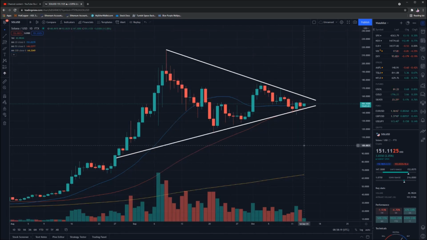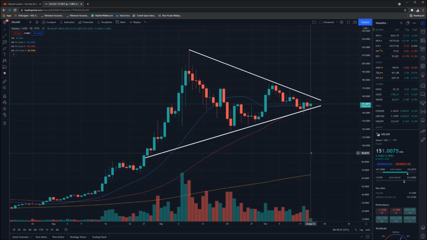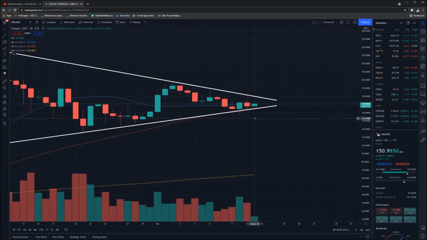So just so you understand where we're sitting from that perspective, the 200-day moving average really is not in play at all. It's sitting at $64.35. What we're looking at the moment is that 20-day moving average and the 50-day moving average, which have gotten quite close. The 20-day is at 151 and the 50-day is at 146.